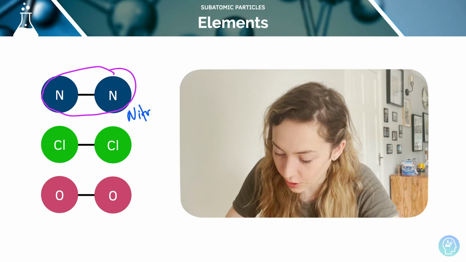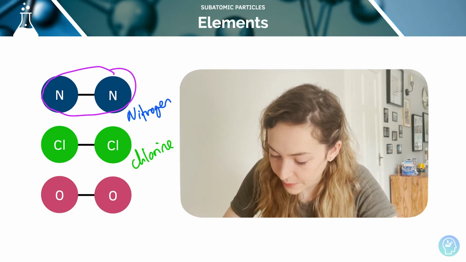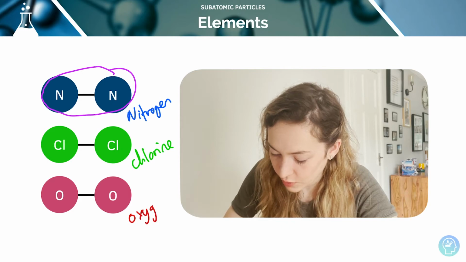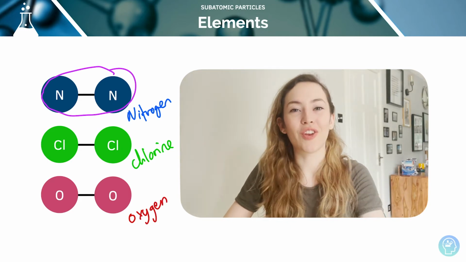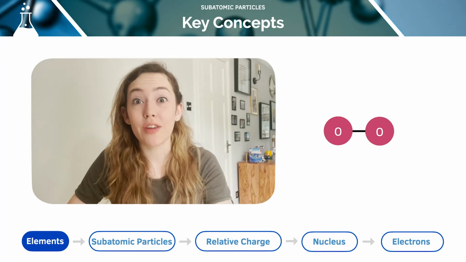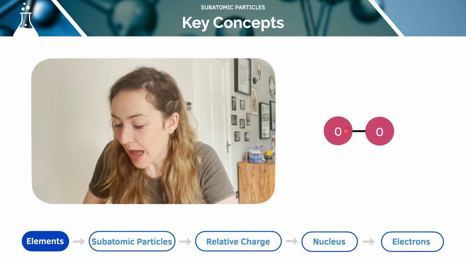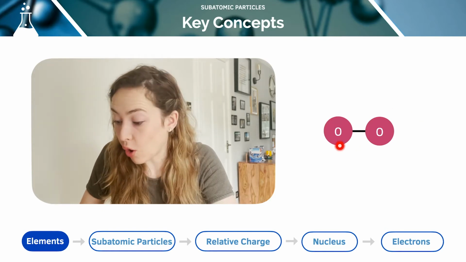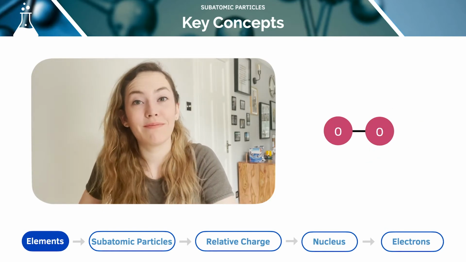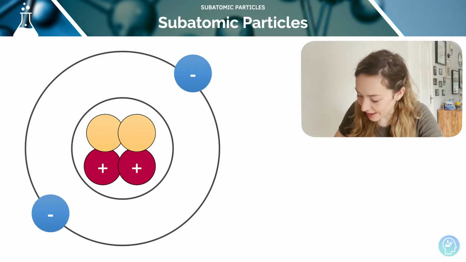Like I said, we've got nitrogen, chlorine, and oxygen here. As I said, an element is made up of one type of atom. We can see we've got oxygen here, it's diatomic, and it's only made up of oxygen atoms, two of them. Each atom consists of subatomic particles. These are protons, neutrons, and electrons.